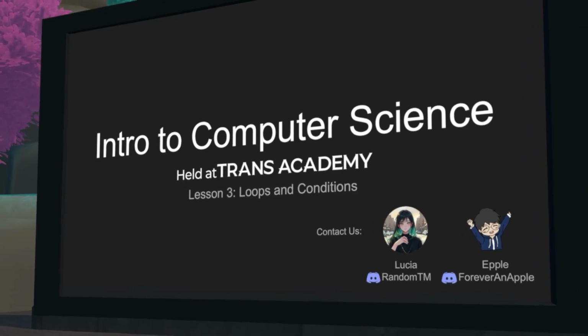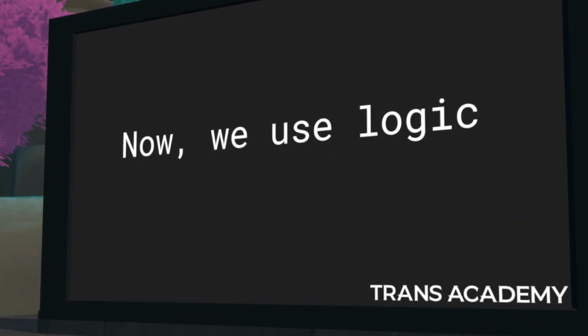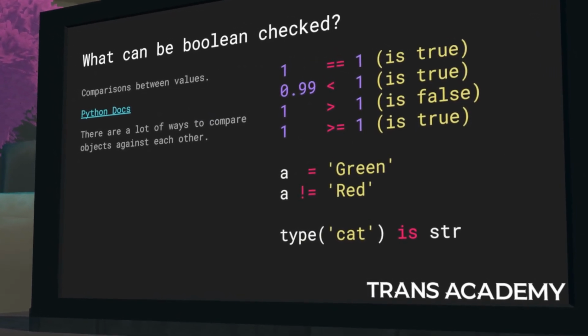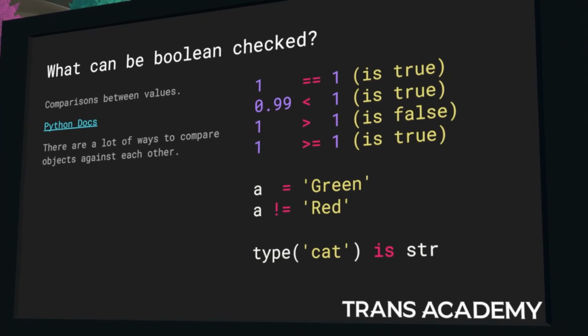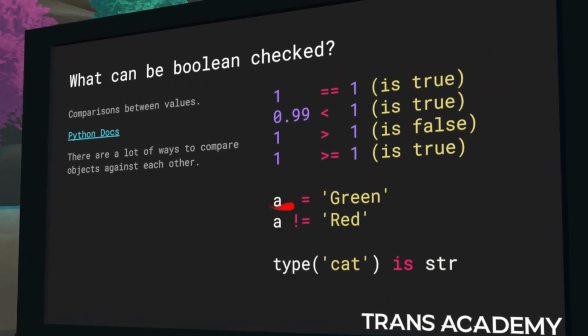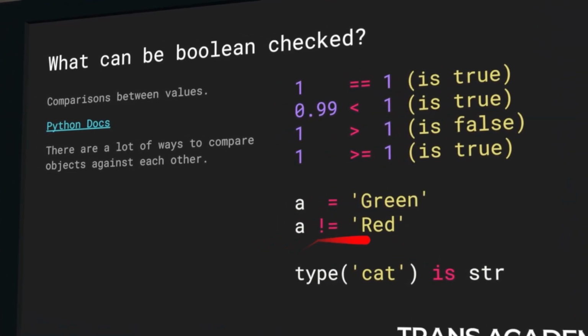What was the explanation for exclamation mark equals? That does not equal. So, for example, A has been set to green, and we do A does not equal red, which would return false.